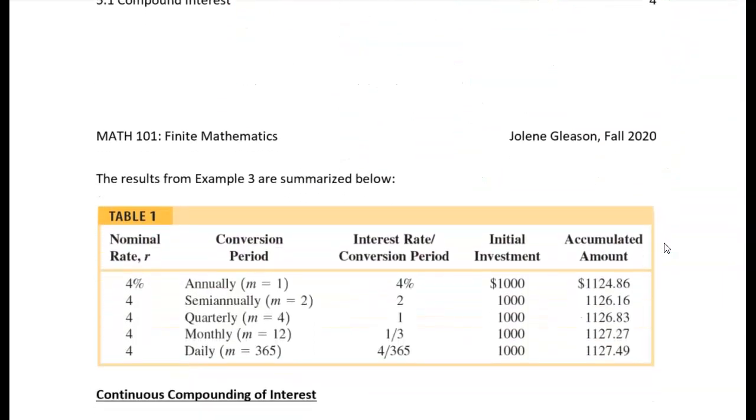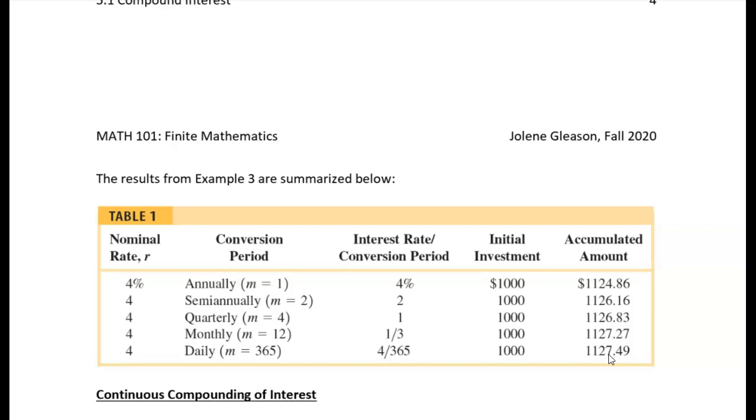Here's just a summary of what we just calculated, so you can see a comparison of how we're earning money. Of course, that brings up a question. What if we compounded more frequently? Is there a limit to how much we can make? That's what I'm going to talk about in the next video. We're going to talk about continuous compounding of interest.